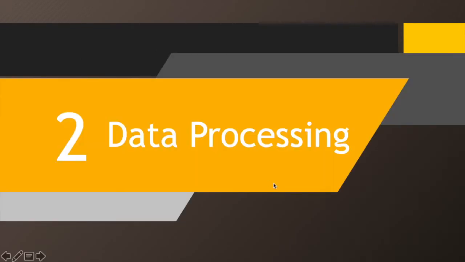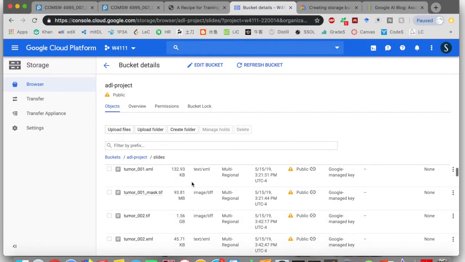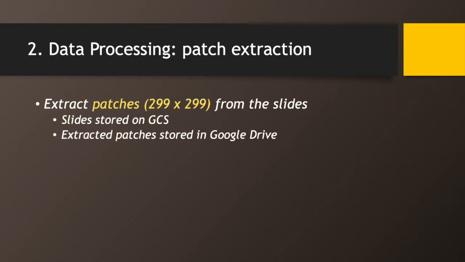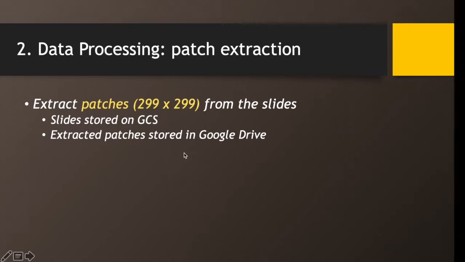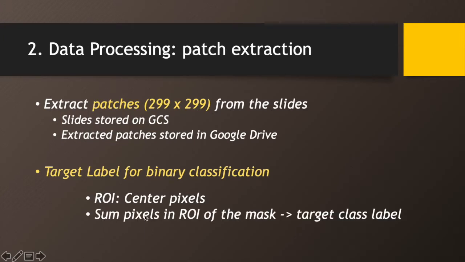The second part is data processing. As the images are super large in size, we extract patches from them to feed into our deep learning network. The patches of size 299 by 299 are extracted from the slides which we stored on Google Cloud Storage. We define a region of interest for every patch extracted. The region of interest sits in the center of the patch. And we sum the pixels within the region of interest on a mask and use this to determine the target class.